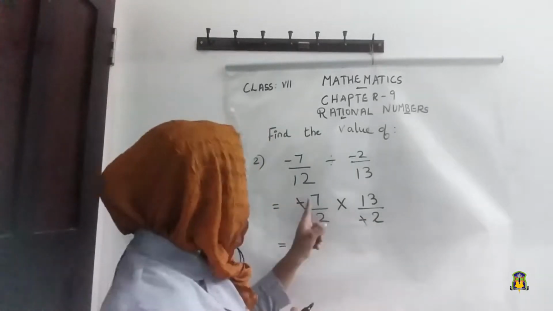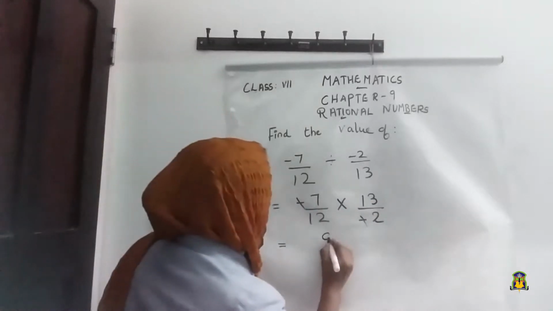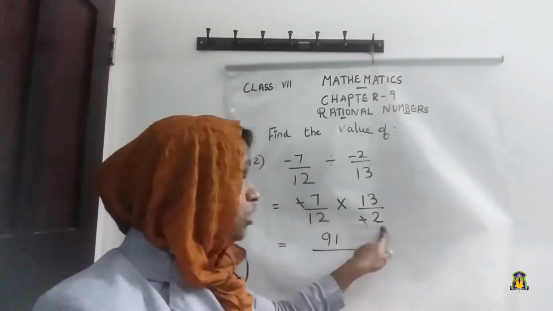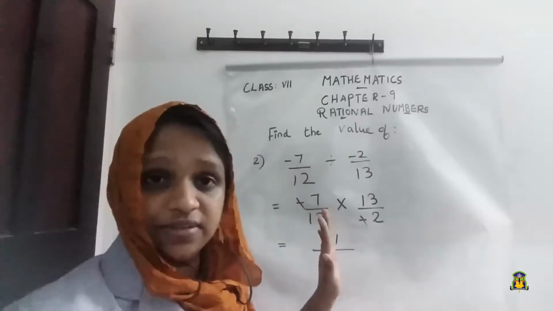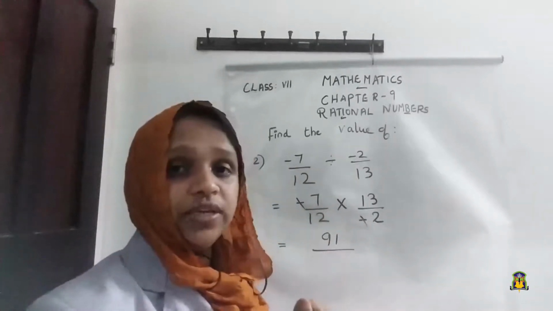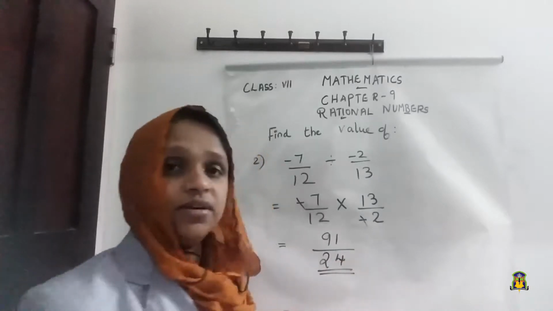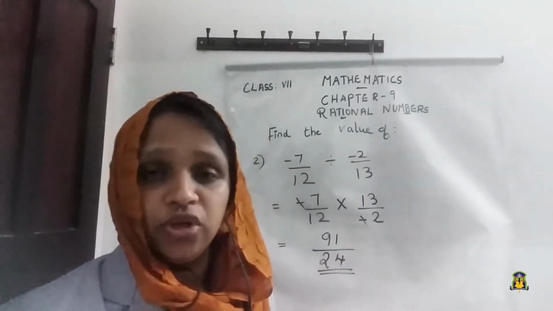Now 7 into 13, what is it? Yes, it is 91. Next, 12 into 2, where the negative we cancelled. So 12 into 2 is 24. So what will be our answer? Yes, it is 91 by 24.